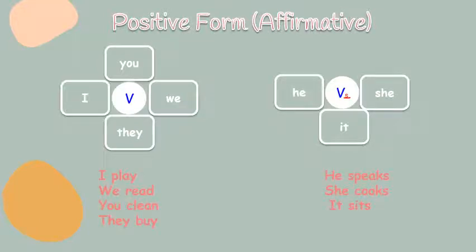Examples: I play, we read, you clean, they buy. You see, nothing is added to the verb. But when I use singular subjects like he, she, or it: he speaks, I added s to the verb. She cooks, I added s to the verb. It sits, I added s to the verb. So you see the difference? Just when I have singular subjects, I have to add s to the verbs. But do all verbs take only s? Let's see.